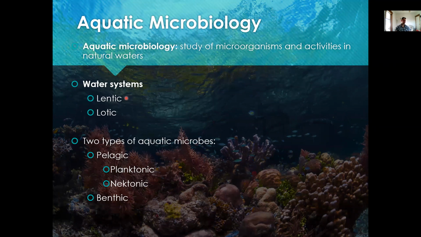So a lentic system is a system that has stagnant water. So water that is quote unquote not flowing or not moving. So think of something such as a lake or a pond. That would be classified as a lentic system. And on the other side of this, you have a lotic system. And this lo sounds like flow. So as you can imagine, this would be flowing water. So think of things such as rivers or streams.